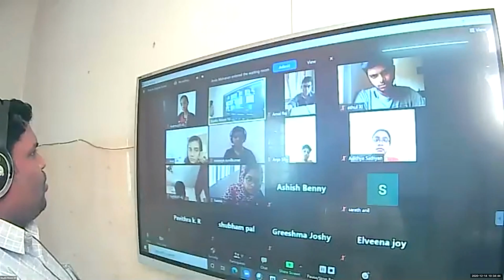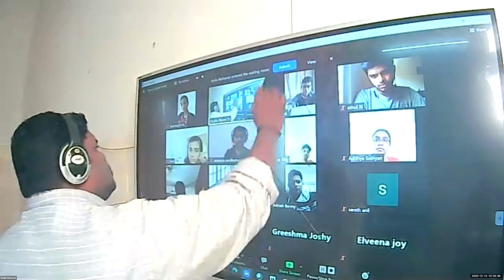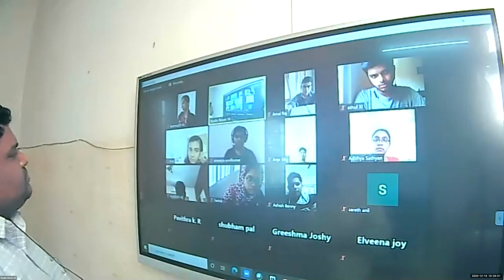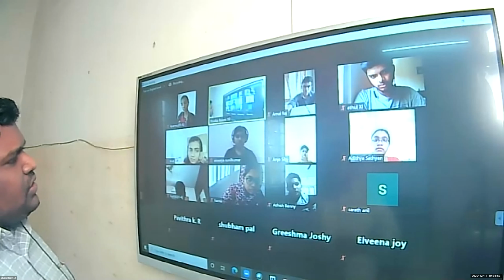So the producers don't want to create a loss, right? So that cost is also included in the MRP, right? What about the advertisement cost? Do you know what the advertisement cost is?